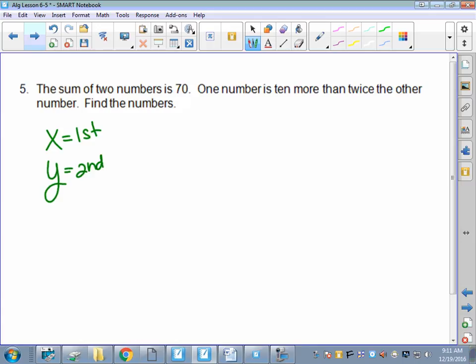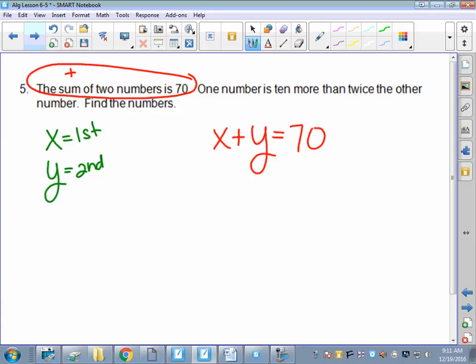So remember, each sentence is really its own equation. So the sum of two numbers is 70. What does sum tell you you're doing? So wouldn't you agree that tells us then that x plus y equals 70? Second sentence tells us one number is 10 more than twice the other number. Well, that's a bit overwhelming until I notice this is right here. So I know I've got an equal sign, right? So what's one number or my first number? 10 more than twice the other. How's that equation look to everybody?